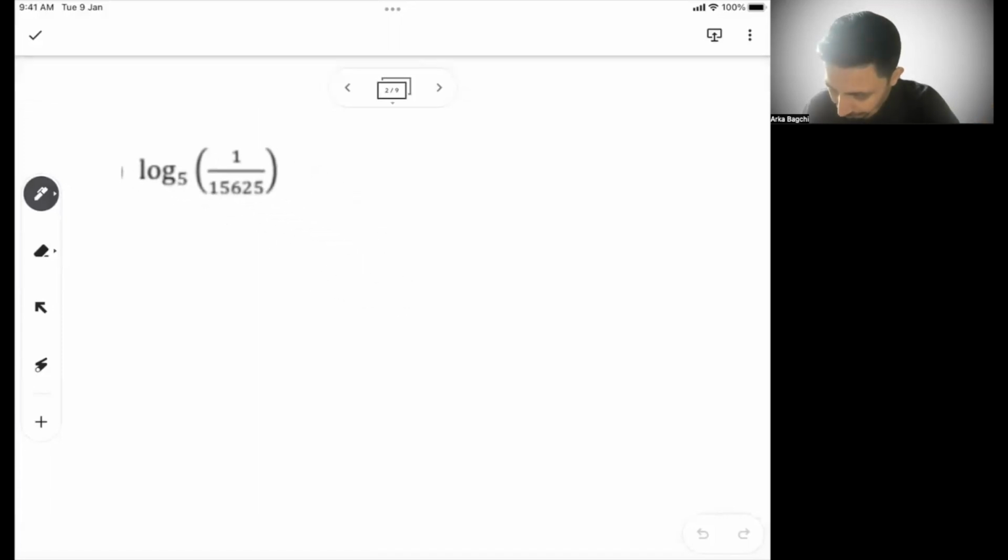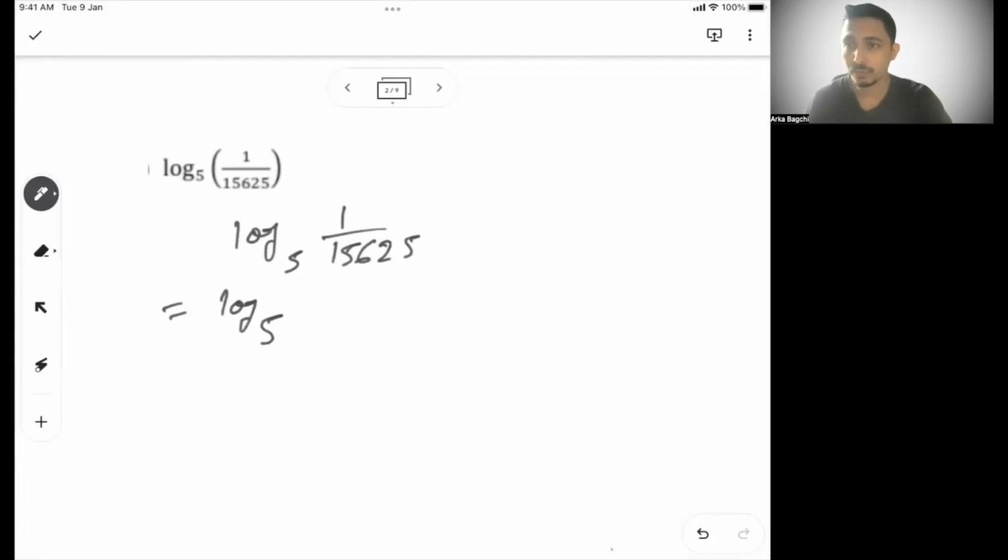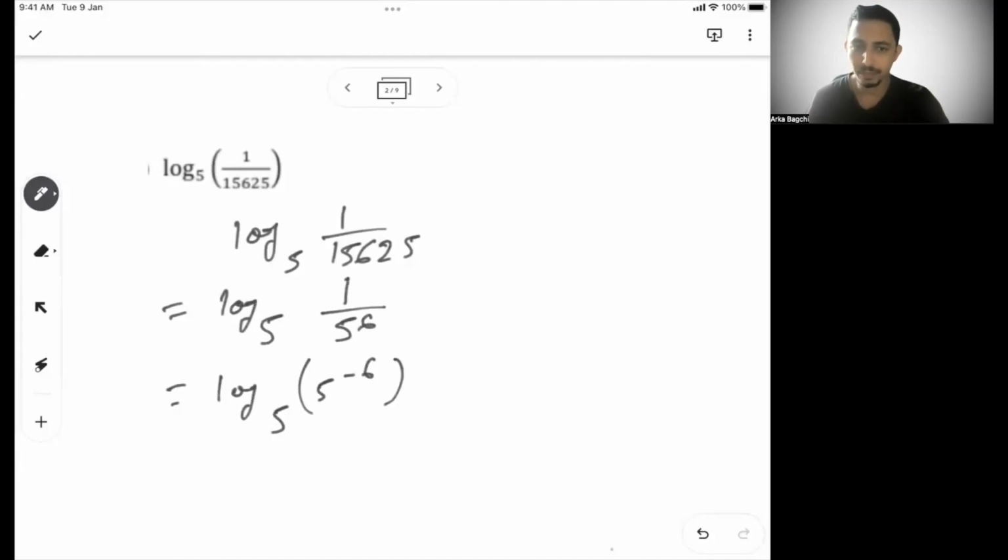Okay. Now let's do the first problem, a very basic problem to start with. So if I have log of 1 by 15625 base 5, now I know 15625 is nothing but 5 to the power 6, right? So I can write this as log of 5 to the power minus 6 base 5, right? If something is 1 by 5 to the power 6, it can become 5 to the power minus 6.